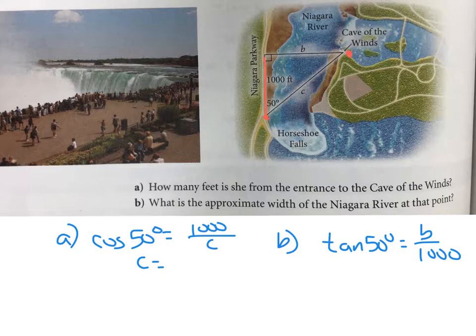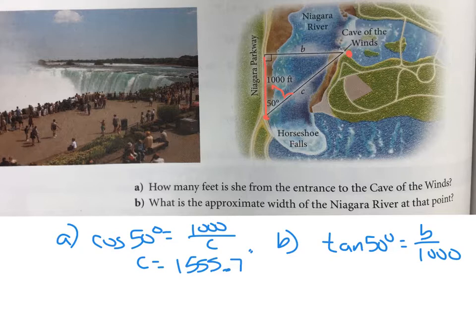So 50 is right here, so that's going to be adjacent over hypotenuse, which is cosine. So I'm going to punch that in. Because the C is on the bottom, I'm actually going to punch in this time 1,000 divided by cosine 50, and I'll show you why that's true tomorrow. And I get this right here. She is 1555.7 feet away. That's feet.